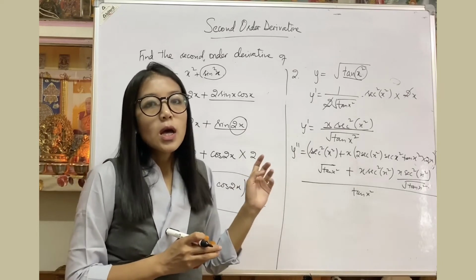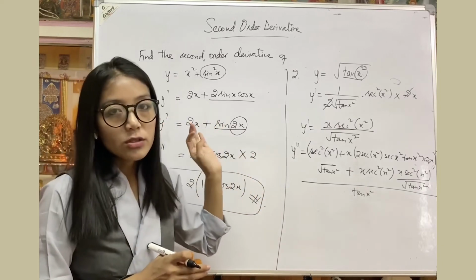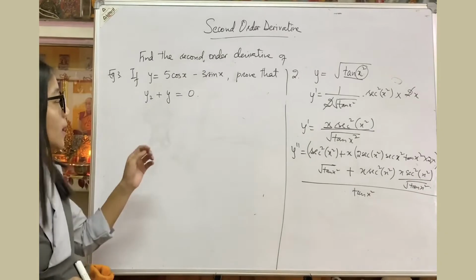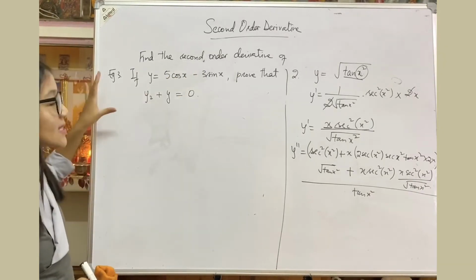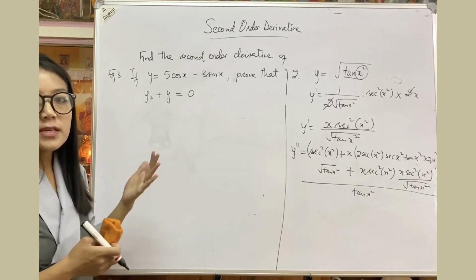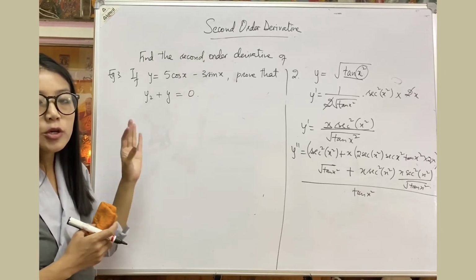So this is how we find the second order derivative. Okay, now we will take this third example. It's slightly different. The way of asking the question is slightly different, but the concept is the same.